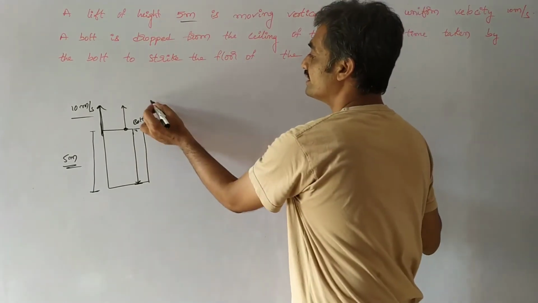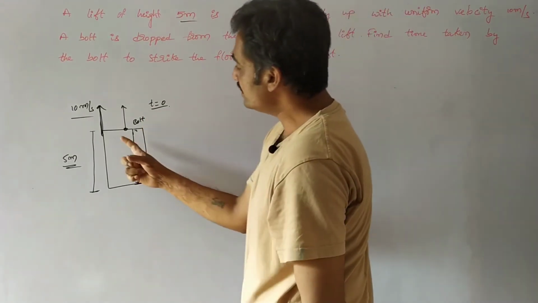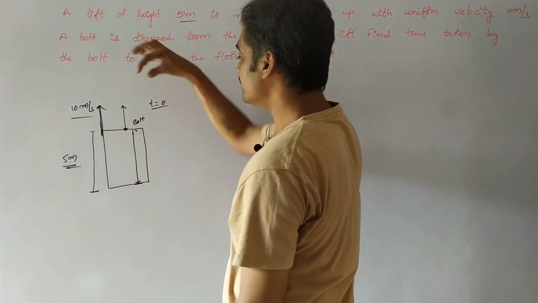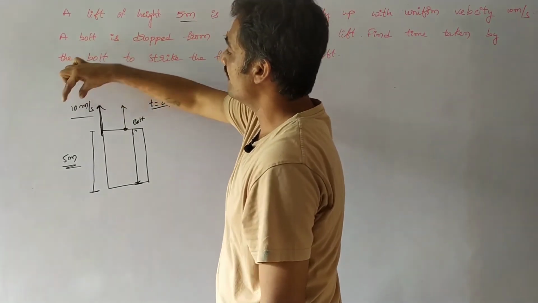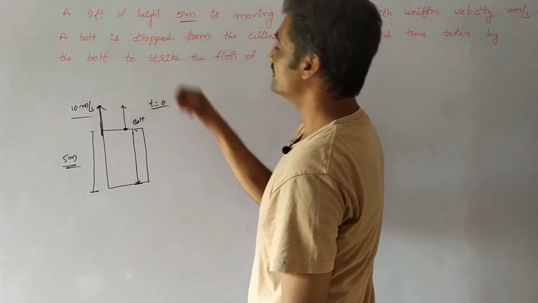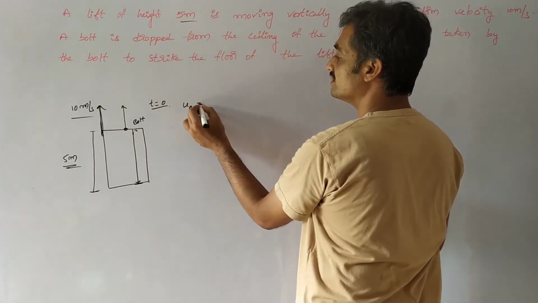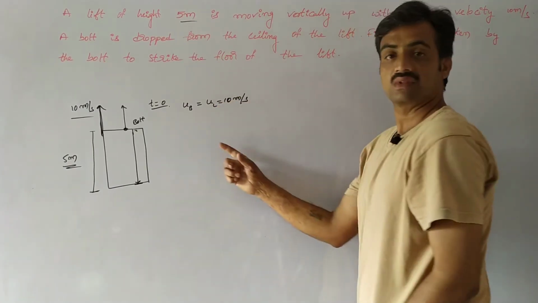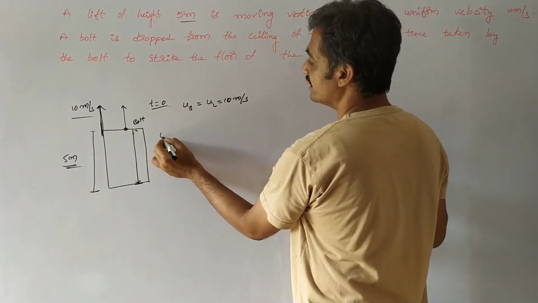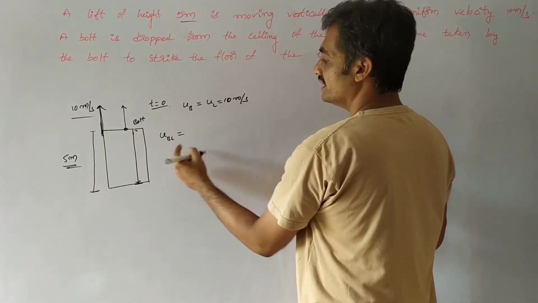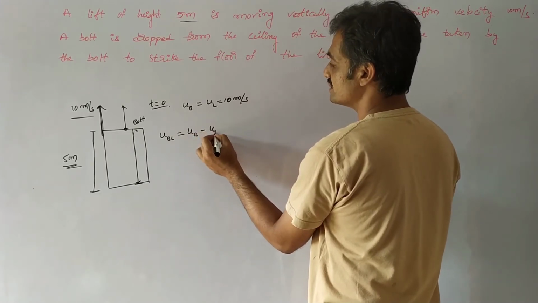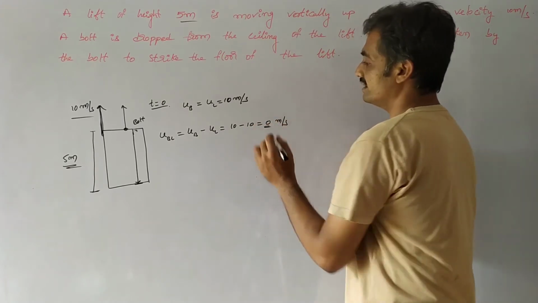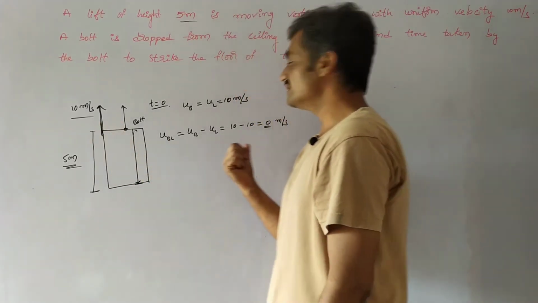At the initial position, at time t equals 0, both the lift and the bolt possess the same velocity. Means the velocity possessed by the lift as well as the velocity possessed by the bolt is the same. We can write velocity of the bolt equals velocity of the lift equals 10 meter per second. Now we have to find the relative velocity of the bolt with respect to the lift. Velocity of the bolt minus velocity of the lift equals 10 minus 10, which is nothing but 0 meter per second. Relative velocity between the bolt and the lift is 0 meter per second.